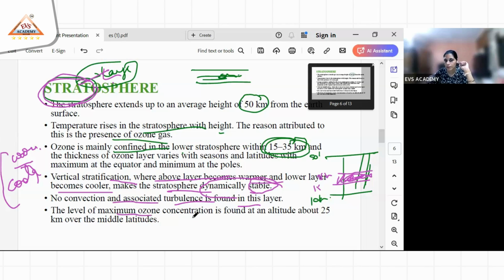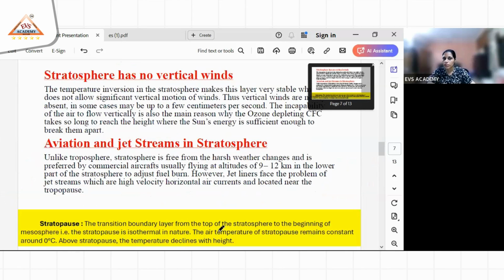The level of maximum concentration is found at an altitude of about 25 kilometers above the mid latitudes. It has no vertical wind.